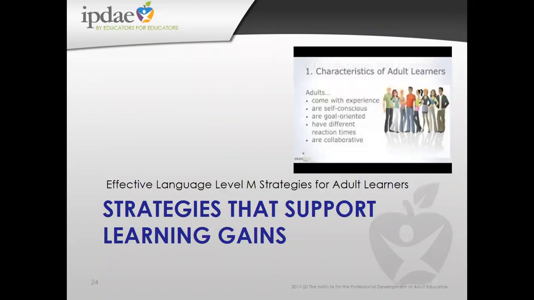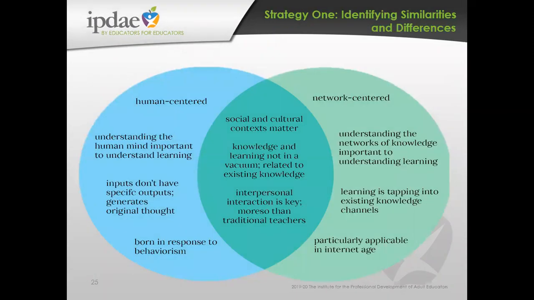Strategies that support learning gains. That's what we're here for. Now, strategy 1: identifying similarities and differences. The Venn diagram is going to be great. Some students love it, other students dislike it. But I chose this particular one because you start talking about human-centered, social and cultural context matter, and network-centered. This slide will not only help you within your classroom, but will help you in your lesson planning.